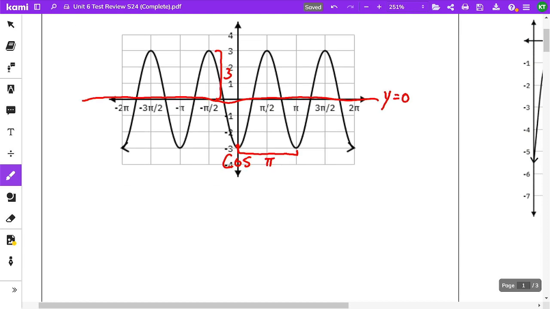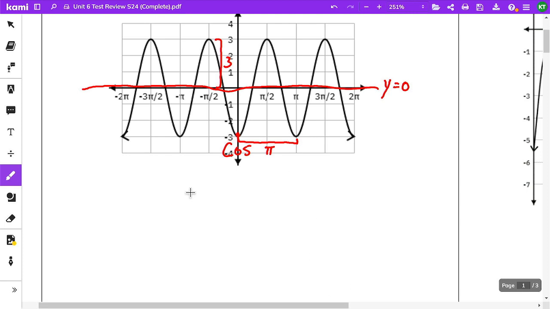So again, we know this is going to be y is equal to, we have our amplitude, which is 3, and we know it is a cosine. Now, because this is a cosine that's starting at the bottom, usually cosines start at the high value, but since it's starting at our lowest value, it's going to be a -3. It'll be a -3 cosine.